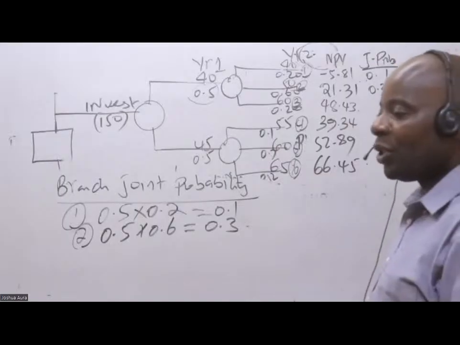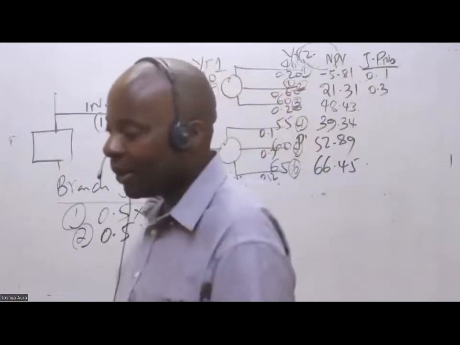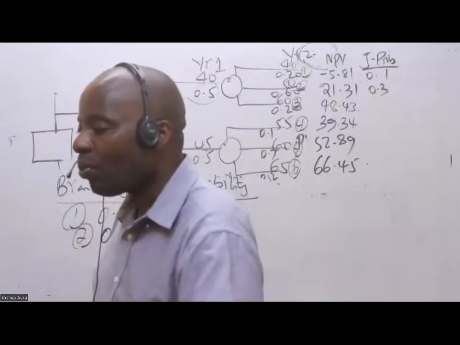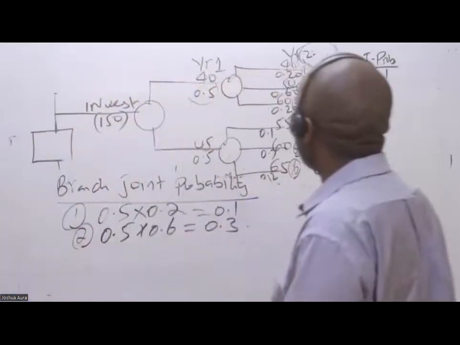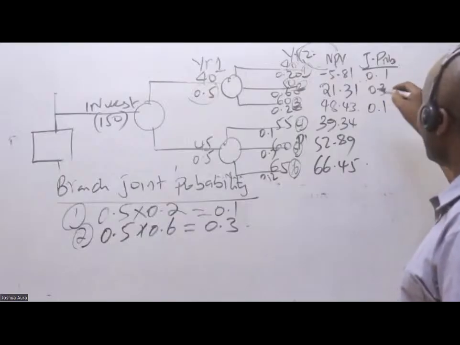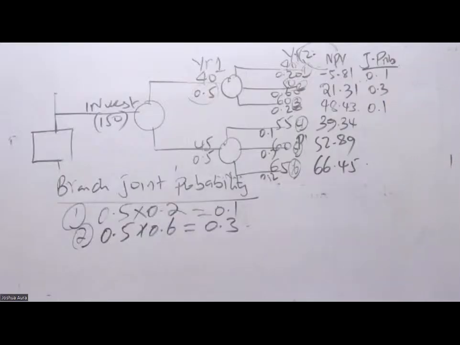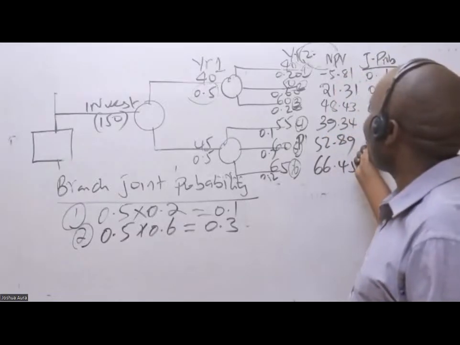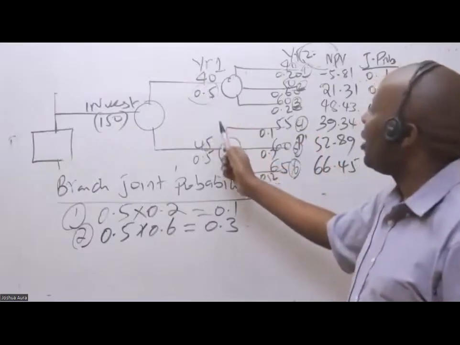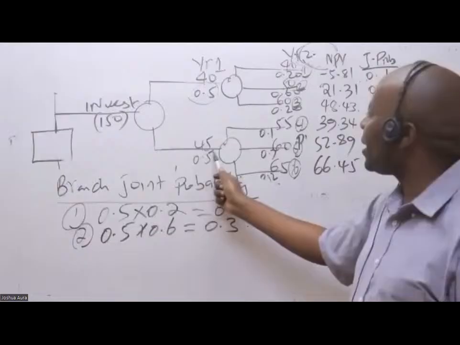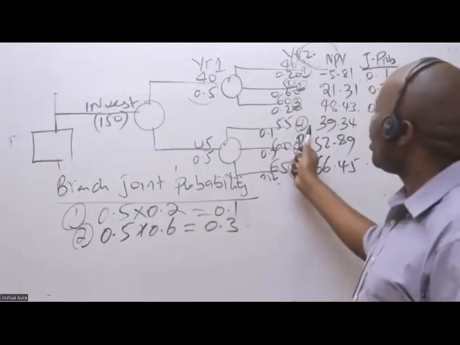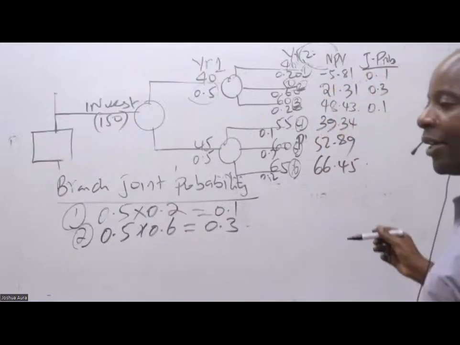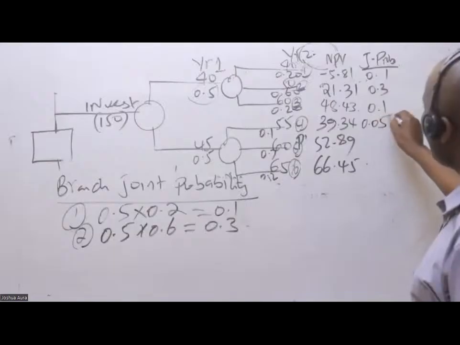For branch number 3, the joint probabilities, what do we have? David is telling me 0.1. David killed Goliath, he can't lie. What have they done to get 0.1 for branch 3? It's 0.2 times 0.5. So go to branch number 4. Is there somebody who is able to give me the joint probability for branch number 4? Wangare: 0.05.